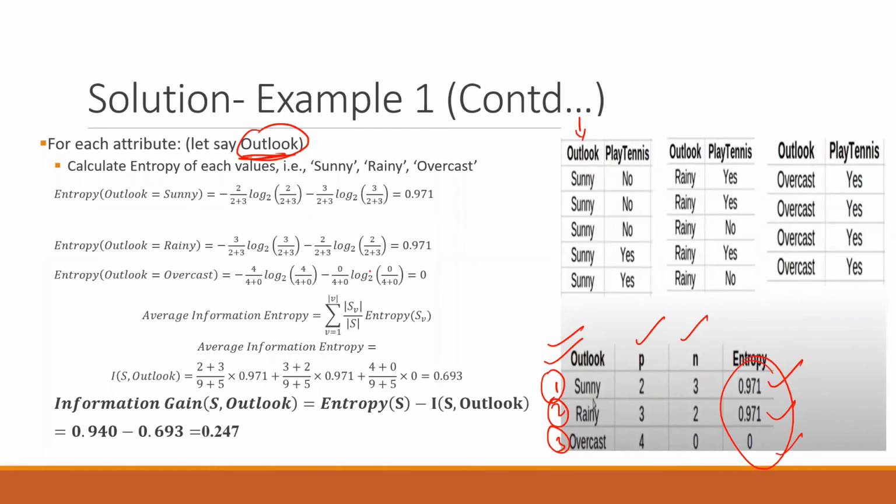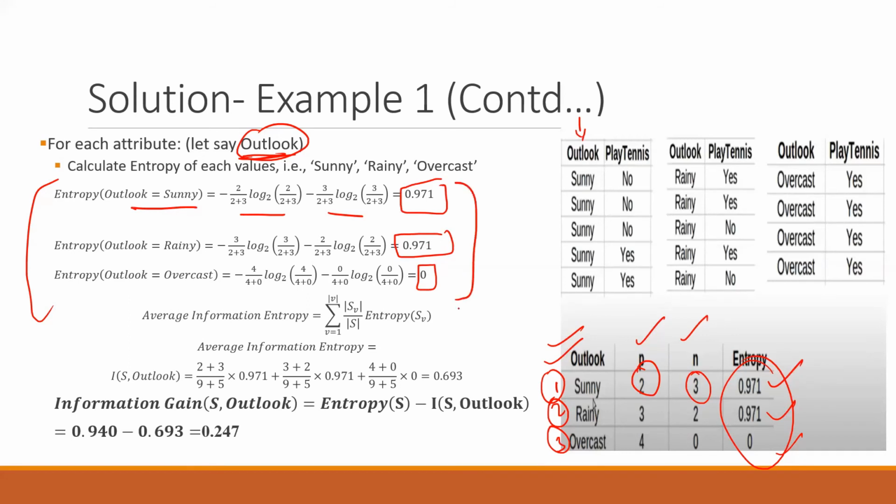For average information entropy, let's first see how these entropy values have been calculated. For outlook equal to sunny, the formula says 2 by 5 log 2 by 5 and 3 by 5 log 3 by 5. So first the positive class, then the negative class. This gives me the answer of 0.971. Similarly, rainy gives me 0.971, and the third one gives me the answer of 0. So this is how the 3 entropy values have been calculated.